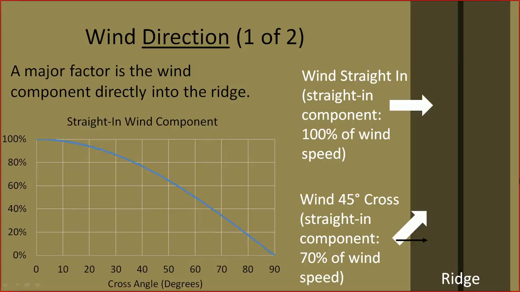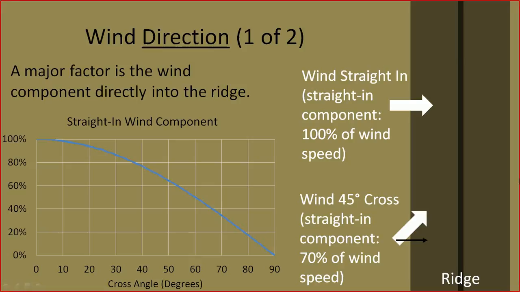And here's a chart that just does that math for you for any wind direction relative to this ridge. So you can see over at 90 degrees, the straight in wind component is 0% of the wind speed. That just means the wind is blowing straight down the ridge, parallel to the ridge. There's no wind blowing into the ridge. Over at 0, it's 100%, and you see this nice curve.